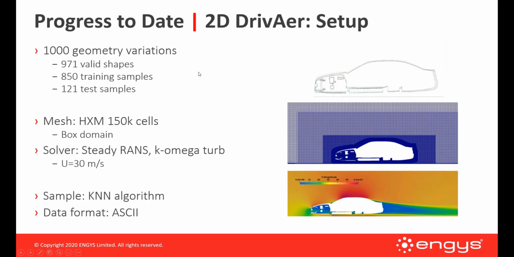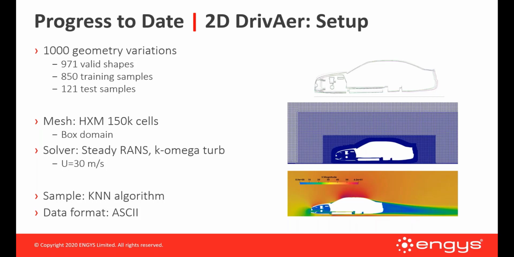So these are the base training set. I think these have been enhanced since then, but we now use 20% test samples. The original set was 1,000 geometries. Some of them turned out not to be valid. Some will be used for training, and then we have about 20% for testing. The meshes are typically about 150K cells. That's just the box domain. I'm showing a small zoomed-in image in the middle of the slide. Then we run steady state RANS, k-omega turbulence with a fixed velocity. So it's a very simple workflow that generates the data.